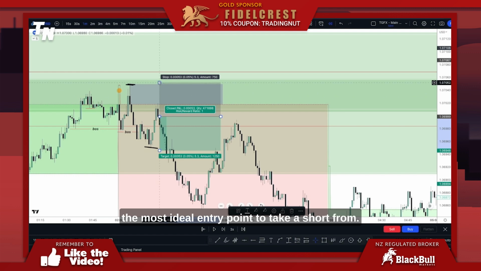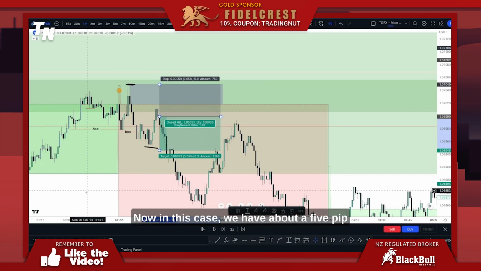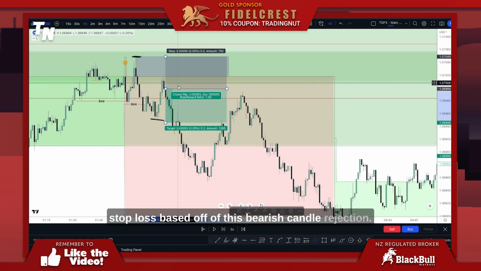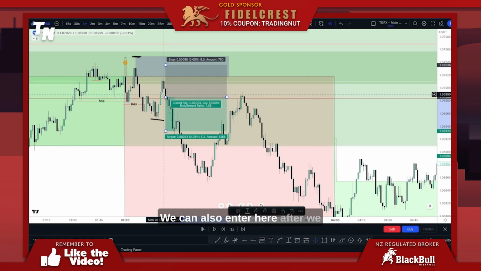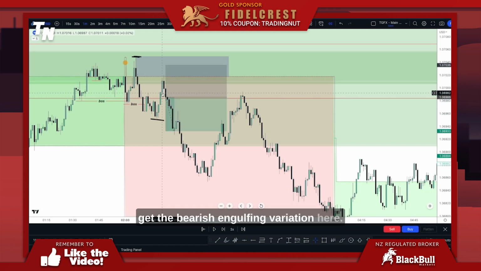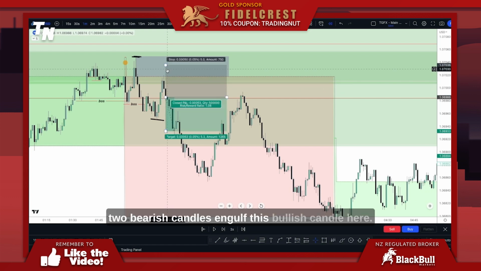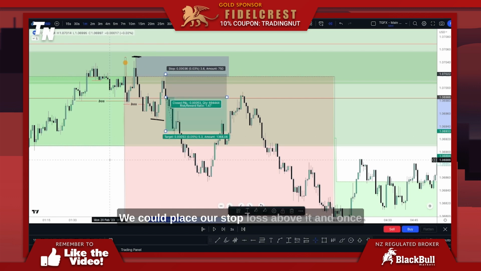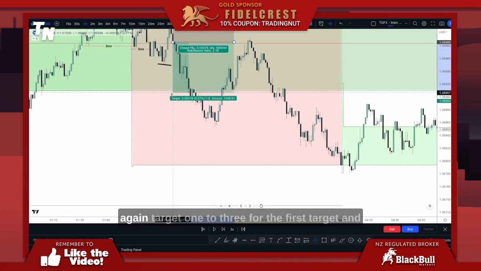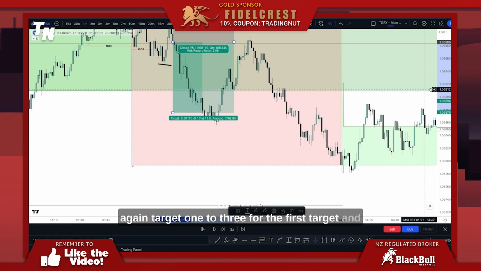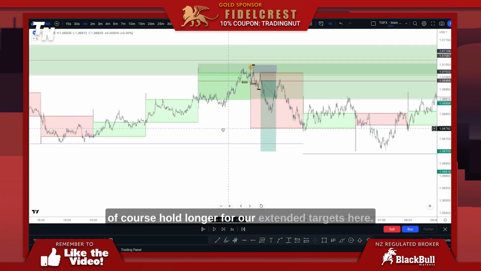Now in this case, we have about a 5 pip stop loss based off of this bearish candle rejection. We can also enter here after we get the bearish engulfing variation here. And what I mean by that is simply these two bearish candles engulf this bullish candle here. We can place our stop loss above it, and once again, target 1 to 3 for the first target, and of course hold longer for our extended targets here.